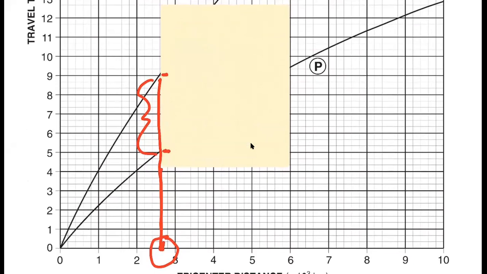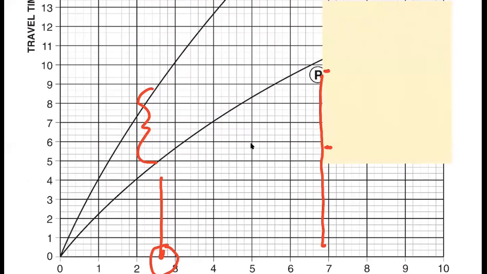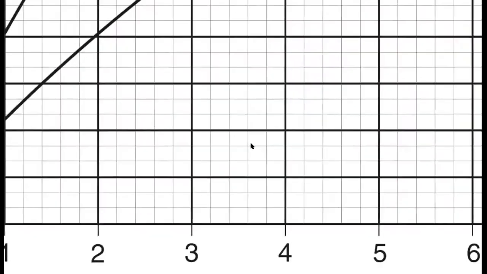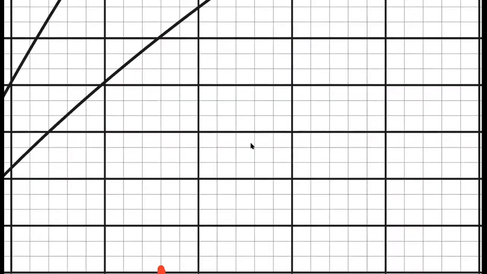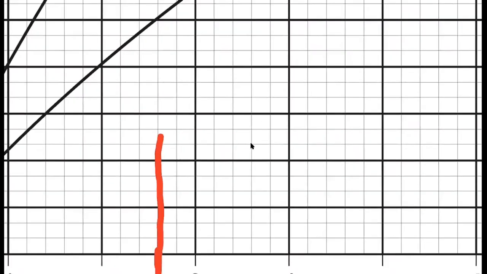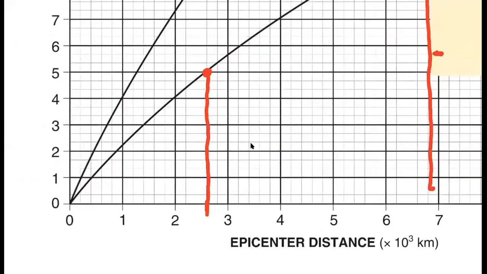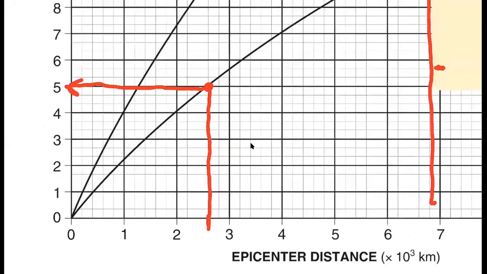And he's going to talk to you in this next video about how you can actually use this. Let's say I know now that I'm 2,600 kilometers away. So I'm going to move that whole thing over there. And if I am 2,600 kilometers away, I can actually now figure out how long it took the P wave to get to me. Well, all I have to do is run up until I hit the P wave curve right there. And guess what? That tells me it took exactly 5 minutes for that P wave to come from wherever that earthquake happened and arrive here wherever I'm sitting.